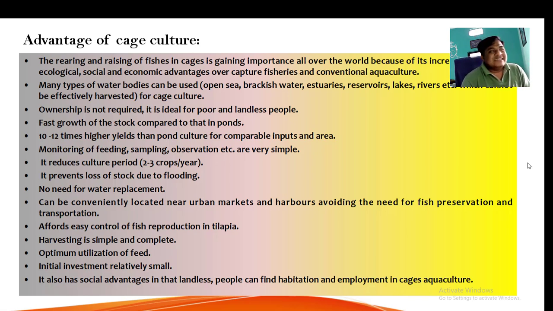Then monitoring of feeding, sampling and observation are very simple in this cage culture technology. It is not possible in pond culture. It is not possible in rivers. It is not possible in any reservoirs. But in cage culture, it is possible. We monitor the feeding, and sampling is easy.